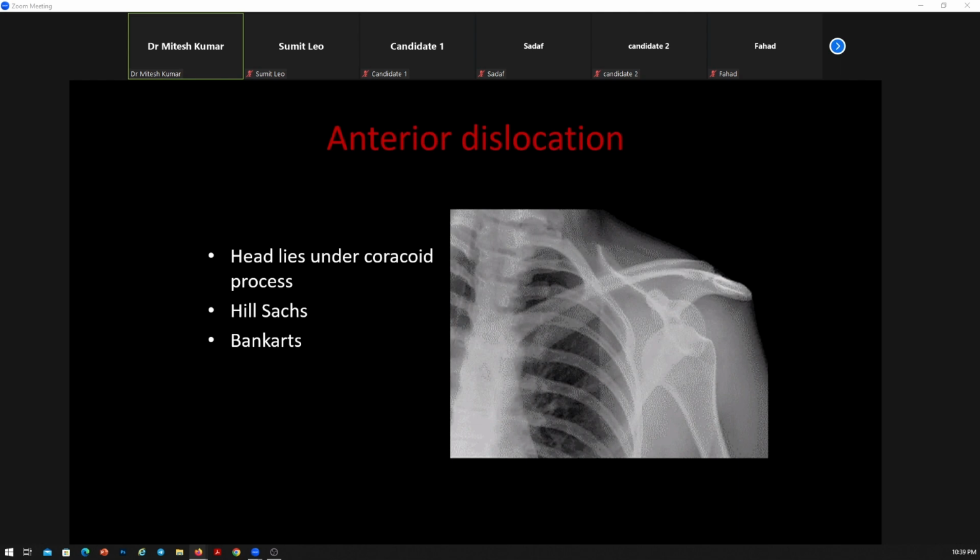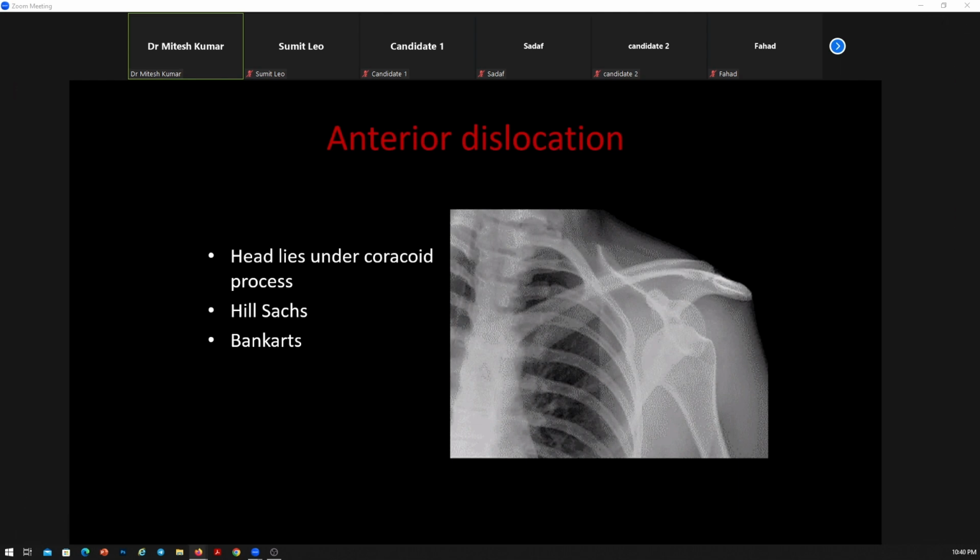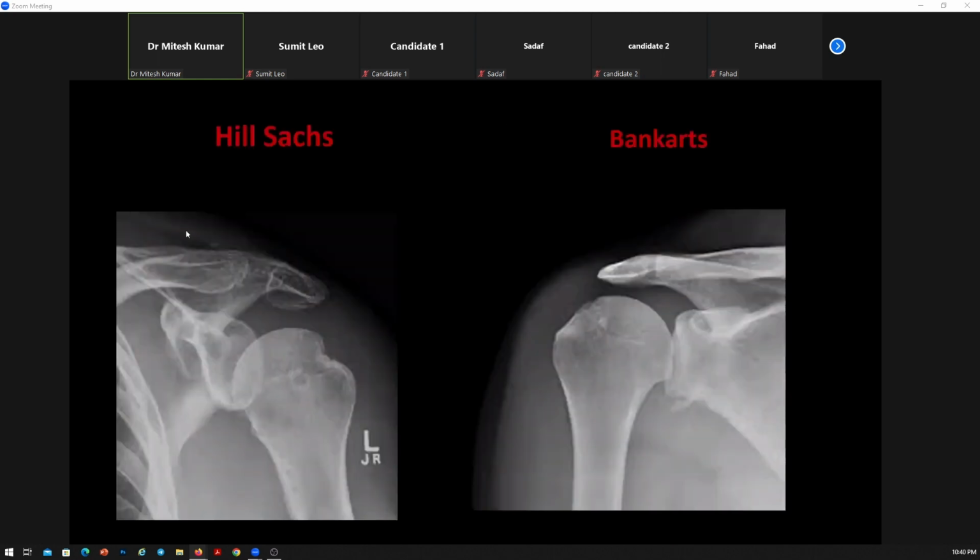The first is anterior dislocation. In this, the humeral head lies anterior inferior with respect to the glenoid rim. This can be associated with Hill-Sachs, Bankart lesion or a fracture of the greater tuberosity. This is an example of Hill-Sachs lesion in which there is compression fracture of the posterior lateral part of the humeral head appearing like a step-like defect. Normally, we should not have anything like this.